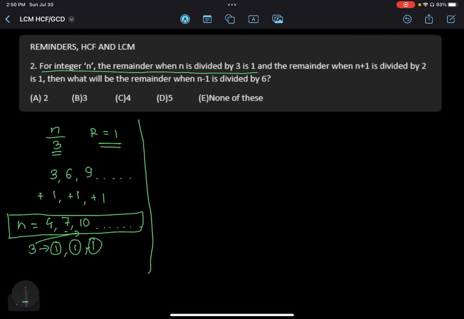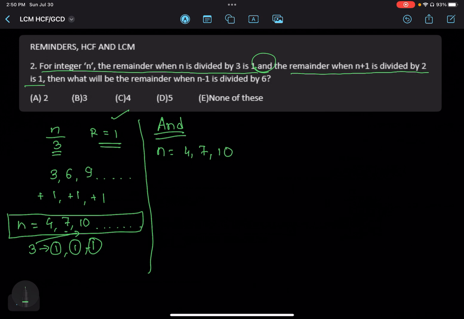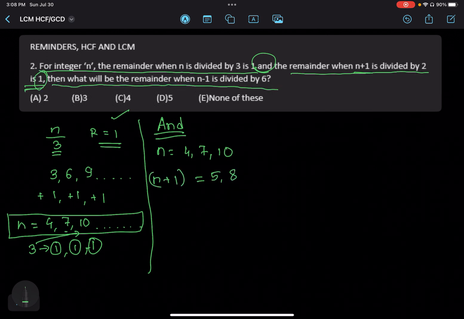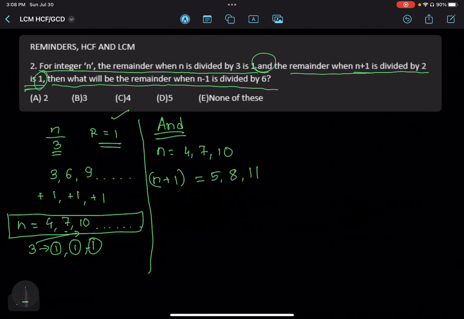Now let's move forward with the next part of the question. It says "and." That is important. So we want this, and we want one more case. What is the second case? Remainder when n plus 1 is divided by 2 is 1. So we already have n. n was equal to 4, 7, 10. Now n plus 1 is 5, 8, and 11.